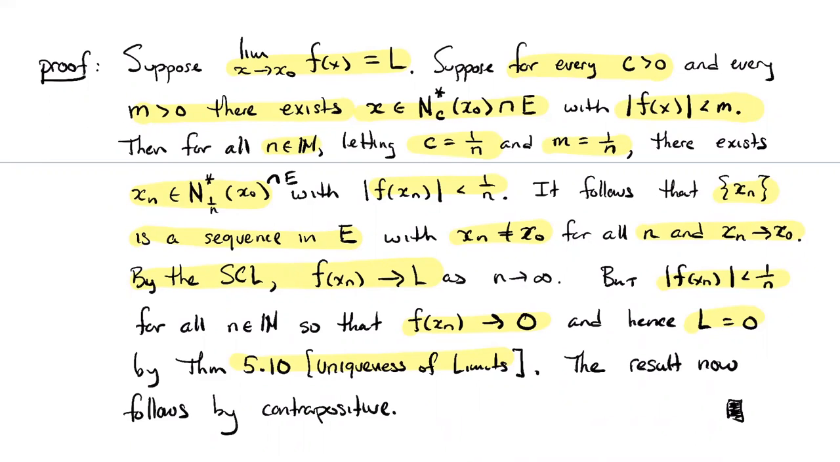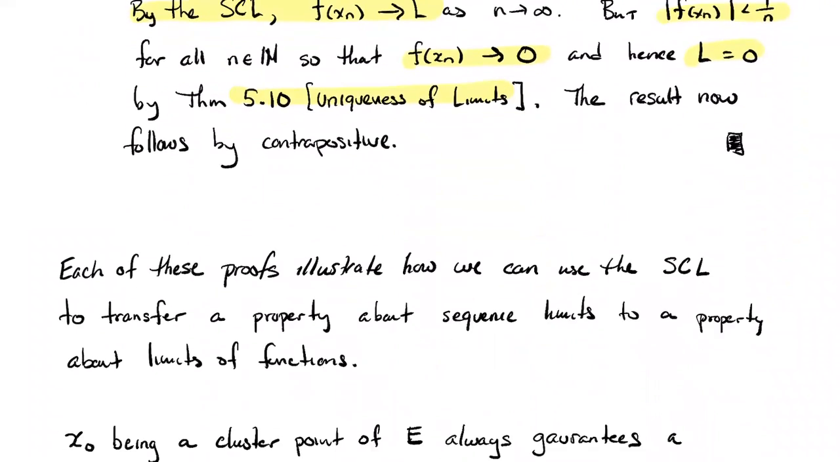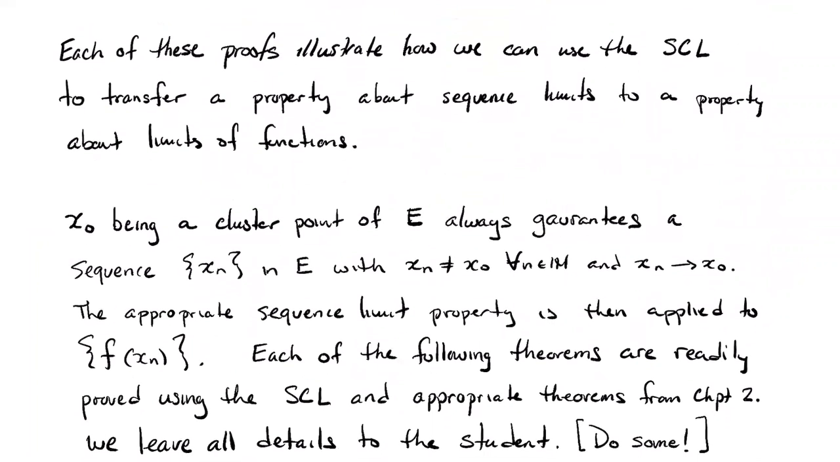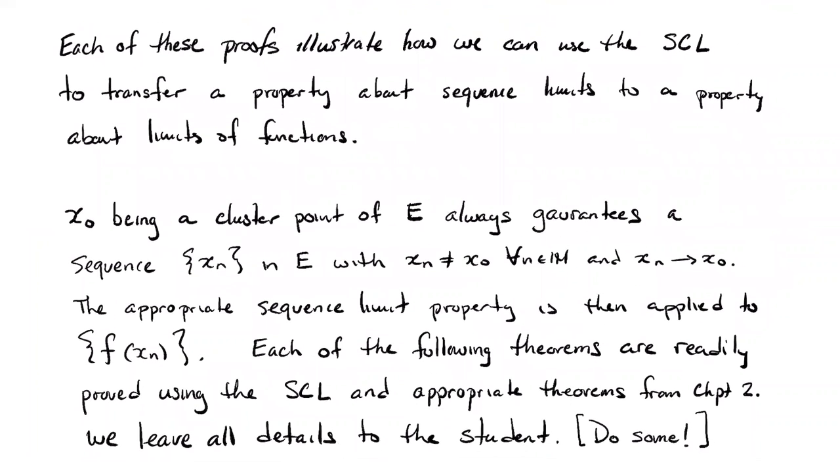Hopefully you're getting some appreciation of what I mean by taking this property of sequences and translating it into a property of functions. So to summarize, each one of those proofs showed how I can use the sequential limit criteria to take some property about sequences and write the corresponding property about functions. To write the proof, I take the property about functions, convert it into that sequence converging to the accumulation point in the domain, apply the appropriate sequence theorem, and then conclude that that means something about the limit of the function.